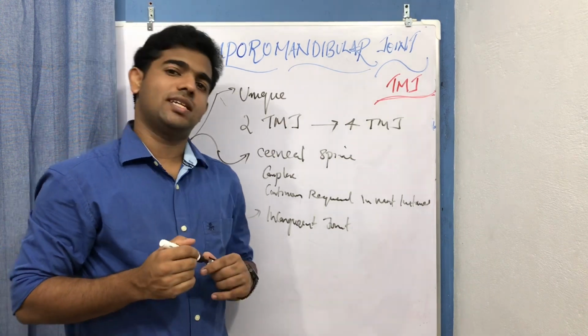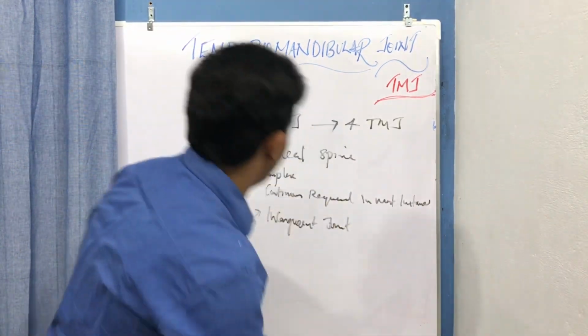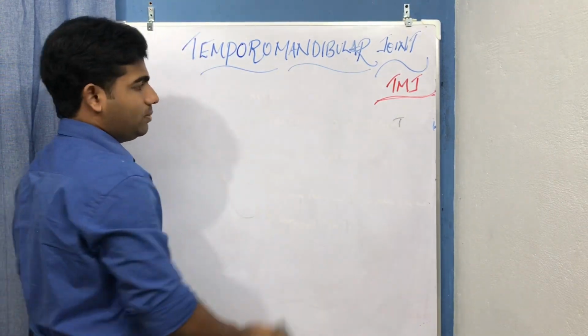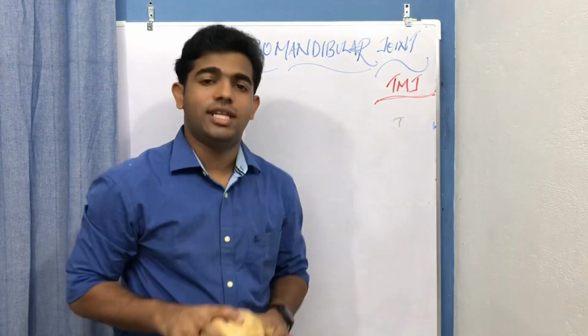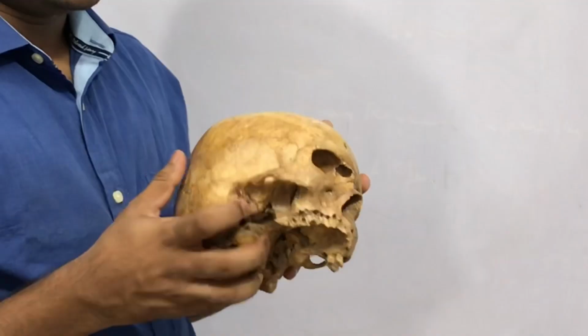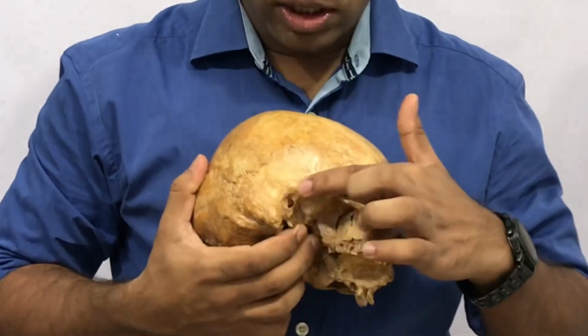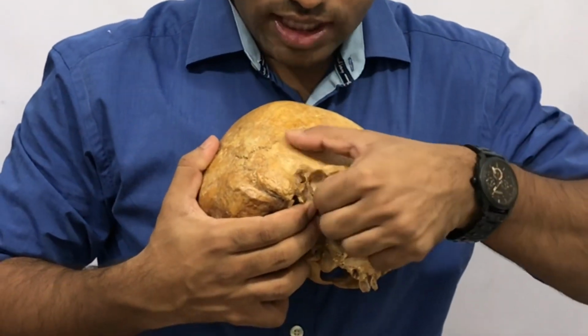And what is the temporomandibular joint? The temporomandibular joint is formed between the temporal bone and the mandible. To understand that, you need to understand a few important structures in the skull. This is your temporal bone. You can see this one. This is the temporal bone, to here, this is the temporal bone.